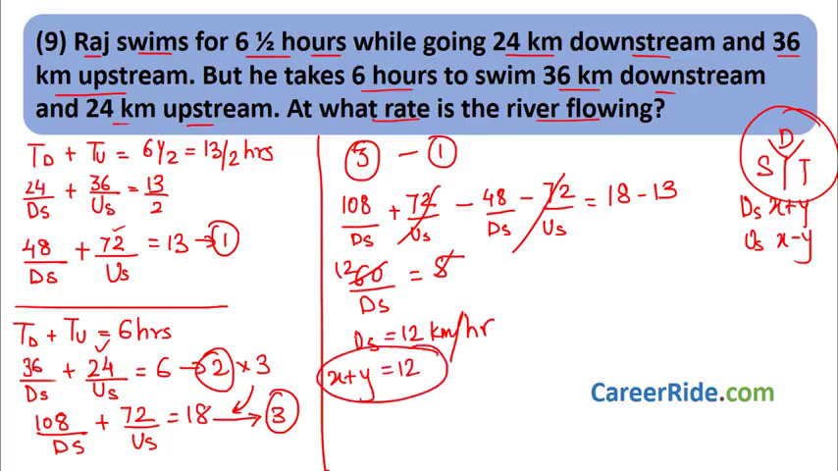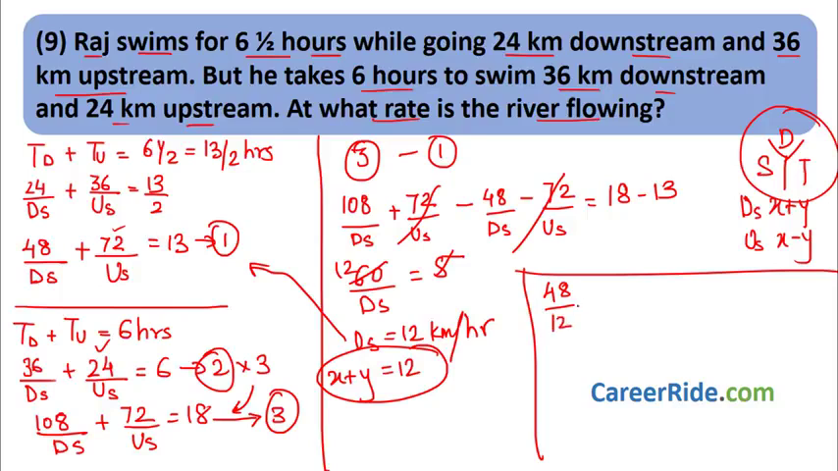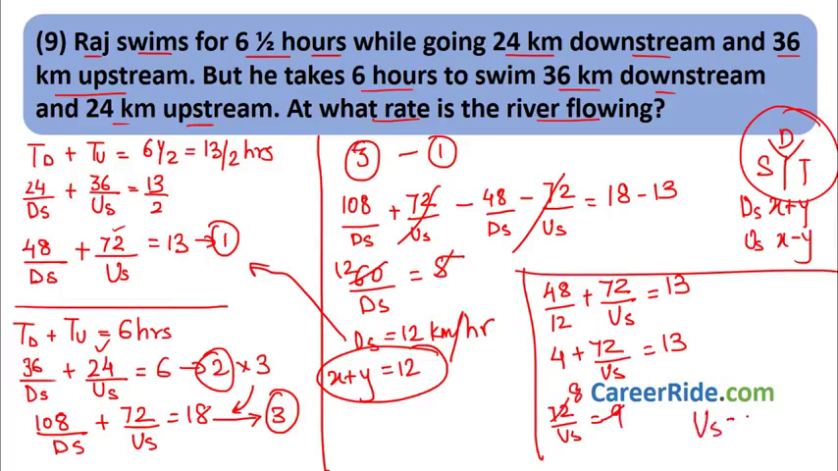Now put the value of downstream speed, that is DS, into equation 1, 2 or 3. Any one is fine. So let us put it into equation number 1. What do we get? We will solve it over here. We get 48 divided by 12, that is DS, plus 72 divided by US, that is upstream speed, equal to 13. So we get 4 plus 72 divided by upstream speed equal to 13. So we will have 72 upon upstream speed equal to 13 minus 4, which is 9. 9 into 8 is 72. So upstream speed is equal to 8 kilometers per hour.